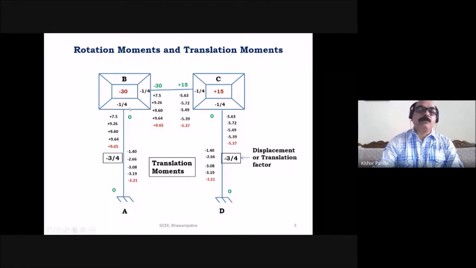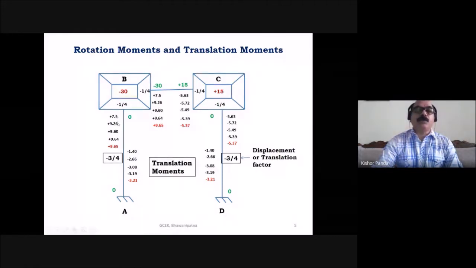So always for the vertical members, the translation or displacement factor, you just enter at the midpoint, the central point of the vertical members, for AB and CD. Then this is the displacement or translation factor. Then you have to find out the rotation moments and translation moments. These are the rotation moments.